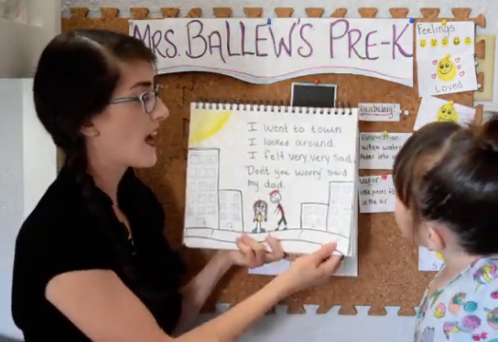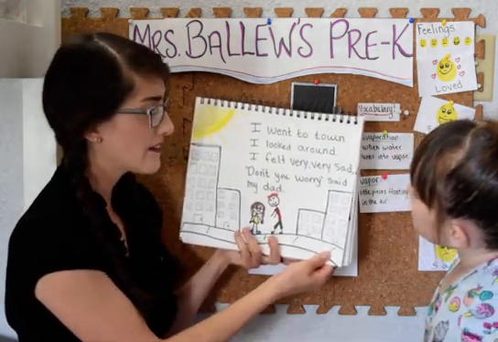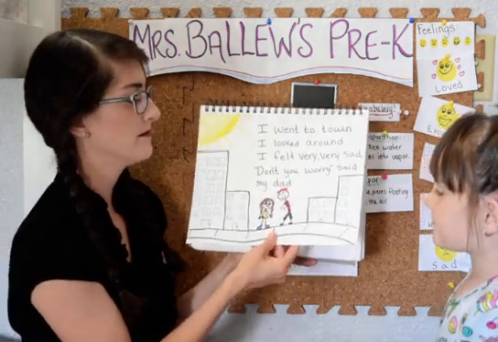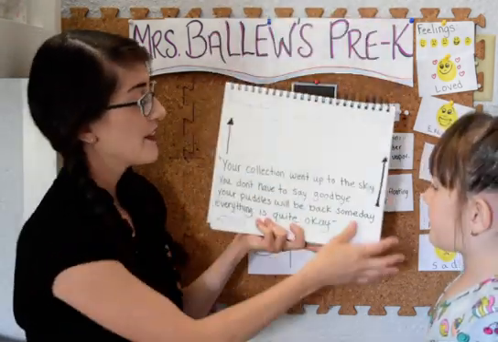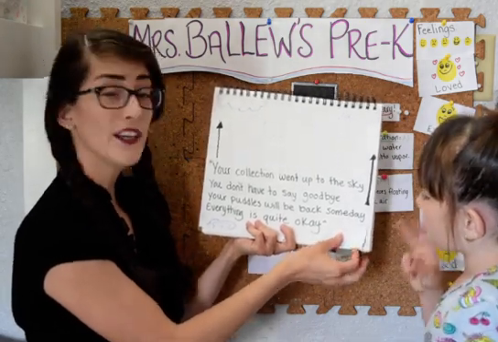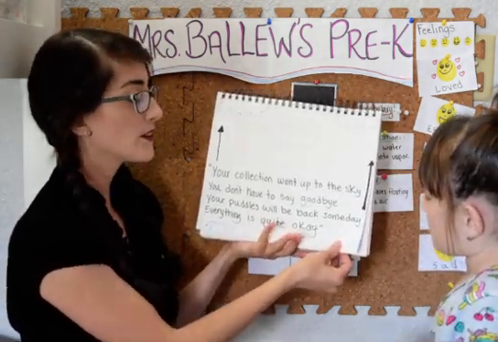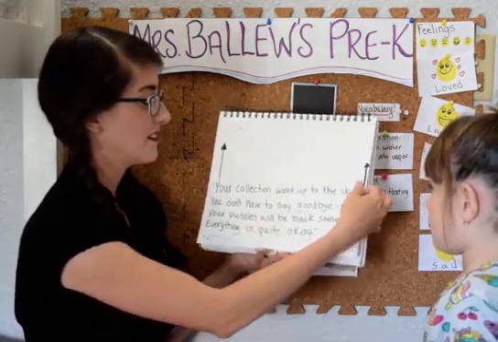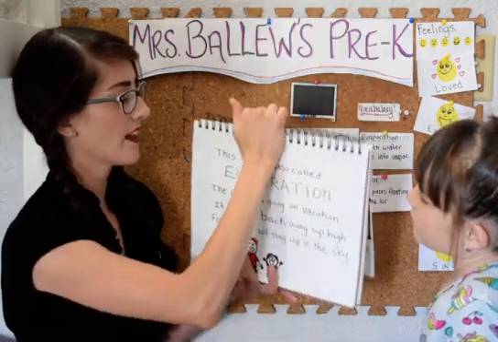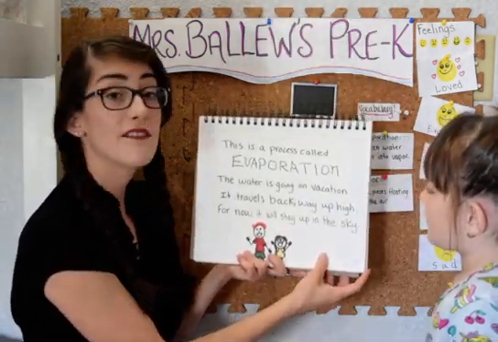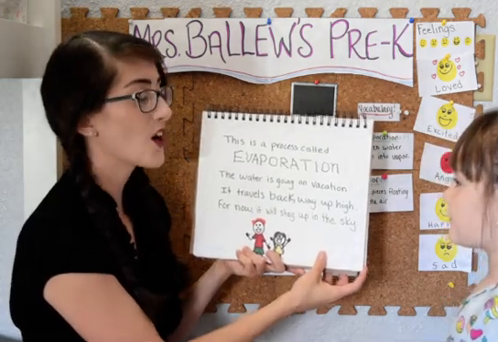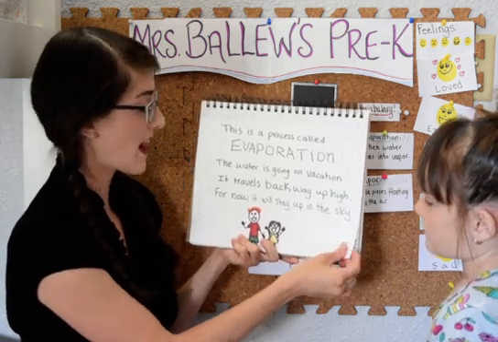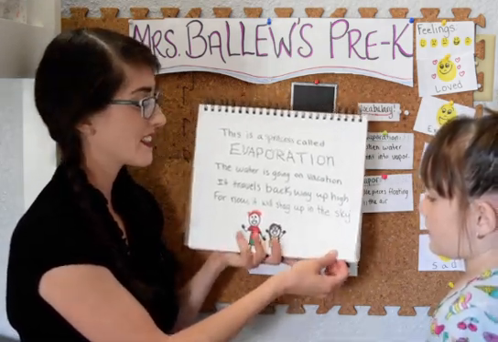I went to town, I looked around. I felt very, very sad. Don't you worry, said my dad. Your collection went up to the sky. You don't have to say goodbye. Your puddles will be back someday. Everything is quite okay. This is a process called evaporation. The water is going on vacation. It travels back way up high. For now, it'll stay up in the sky.